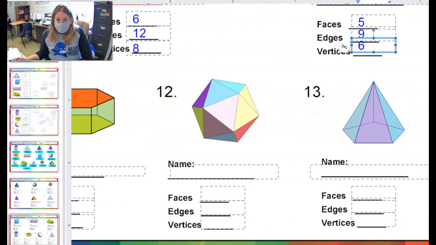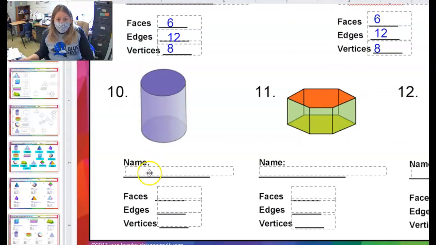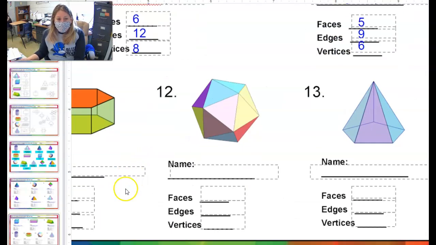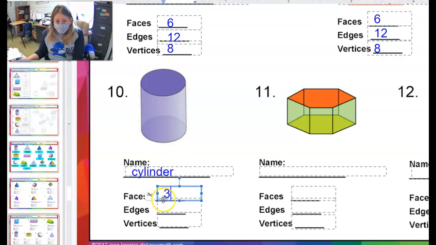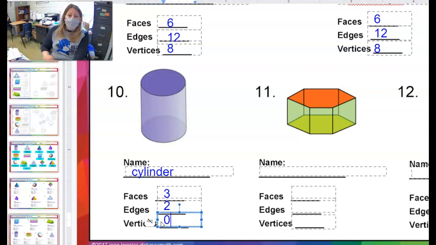5, 9, and 6. Okay, cylinder. 3 faces, 2 edges, 0 vertices. Like the cone, messes things up.